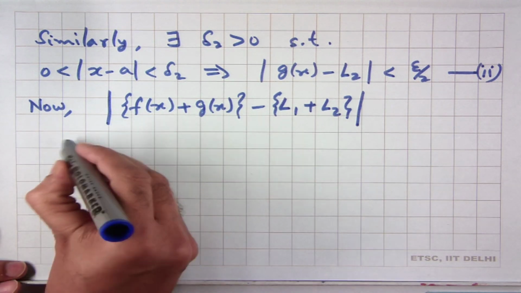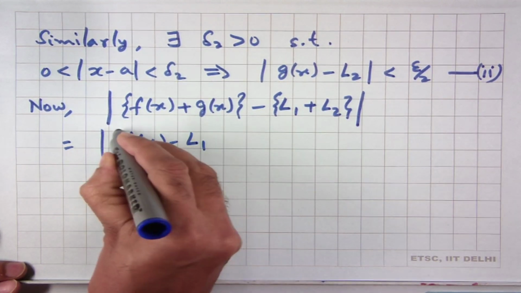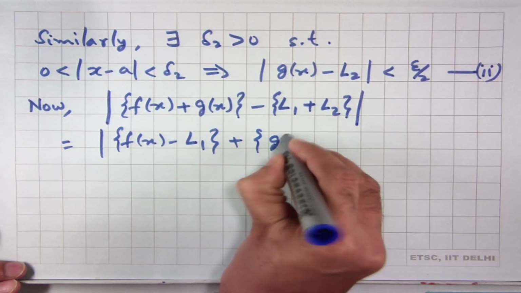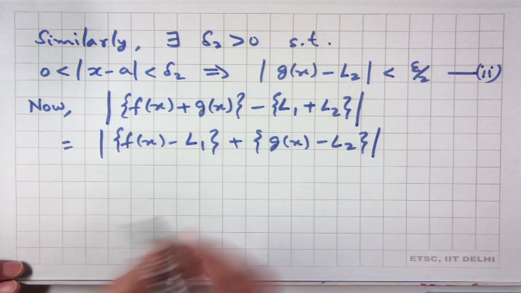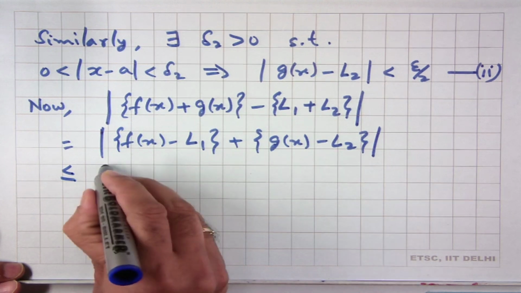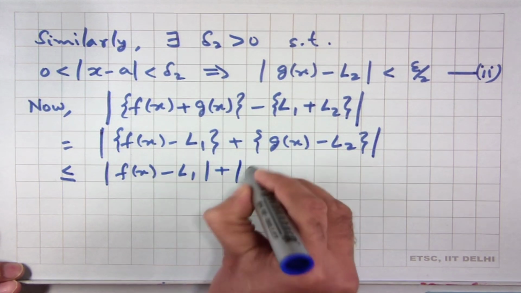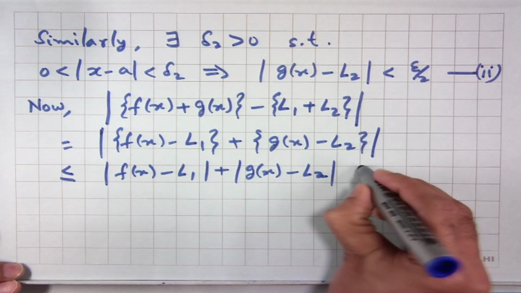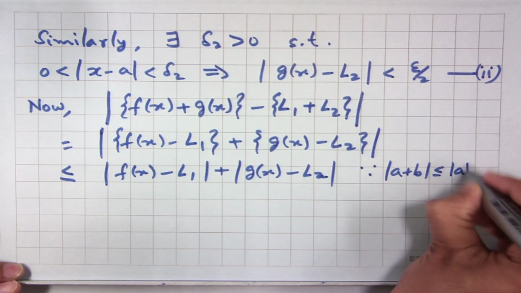So, this is equal to mod of f x minus L 1 plus g x minus L 2, and then we know that mod of a plus b, so this is less than or equal to mod of f x minus L 1 plus mod of g x minus L 2. This is because mod of a plus b is always less than or equal to mod a plus mod b.